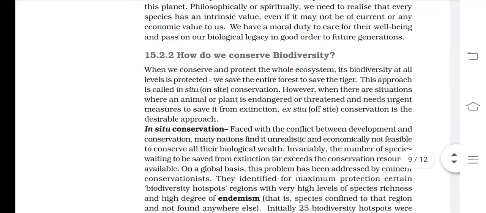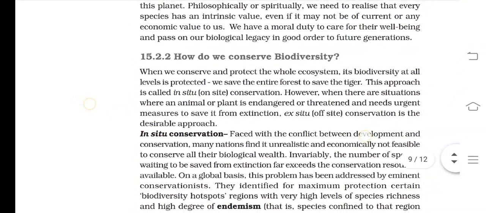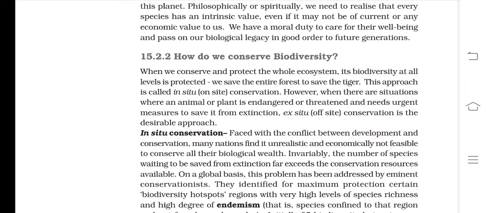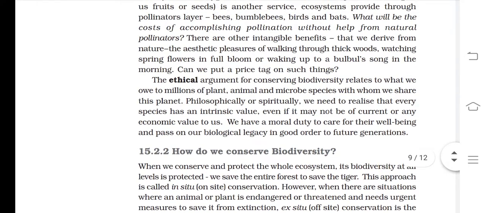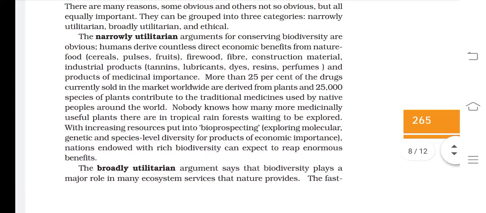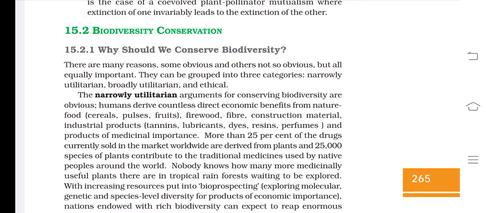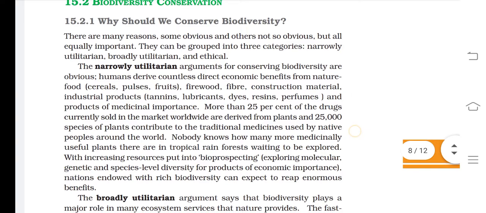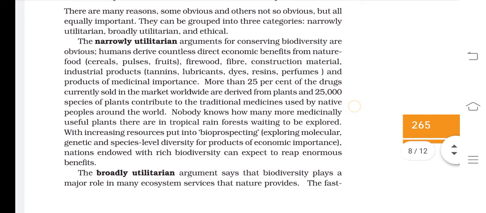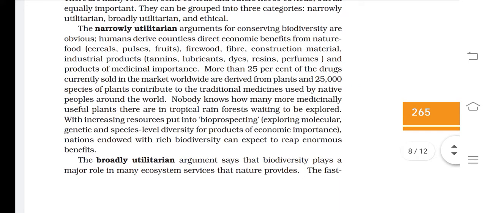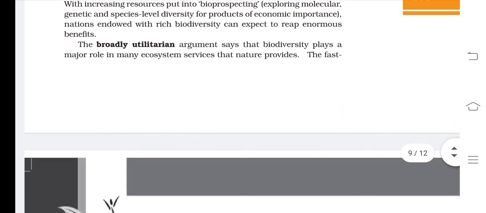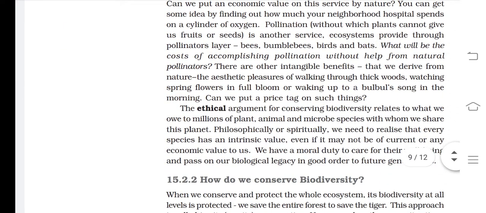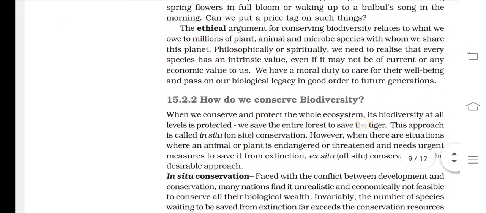In the last video lecture we talked about only one paragraph of how we conserve biodiversity, some definitions of the different approaches for conservation. We had also studied why we should conserve biodiversity, and in that topic there were three types of arguments. The first was narrowly utilitarian, the second was broadly utilitarian, and the third was about ethical issues, meaning ethical arguments.